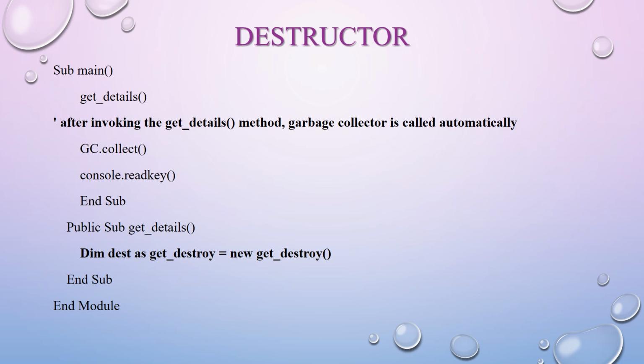Next, the getDetails method. This method creates a new object of getDestroy. As soon as we create it, the constructor runs and prints its message. Once this method finishes, the object dest goes out of scope and the garbage collector is free to destroy it. When the object is destroyed, the destructor runs and prints its message.